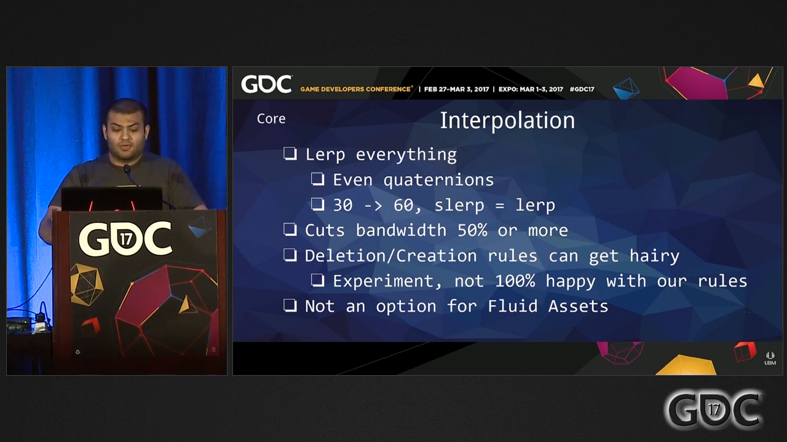Thing to note is deletion and creation rules can kind of get hairy here. When you're interpolating, you need to come up with a defined set of rules that make sense of when a part is actually born and when a part actually dies when you're in between frames. We weren't super happy with the rules we came up with because it always led to some inconsistency in one animation or another. So experiment with this and find something that you're happy with. Also, interpolation is obviously not an option for fluid assets. This is changing topology every frame. There's no inter-frame coherency between the vertices.